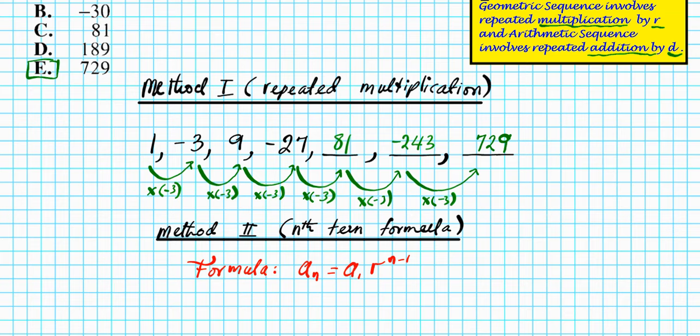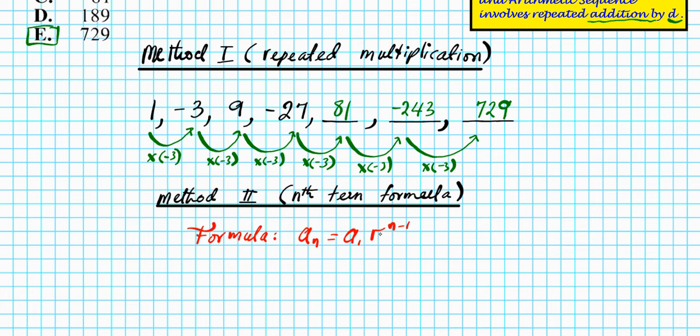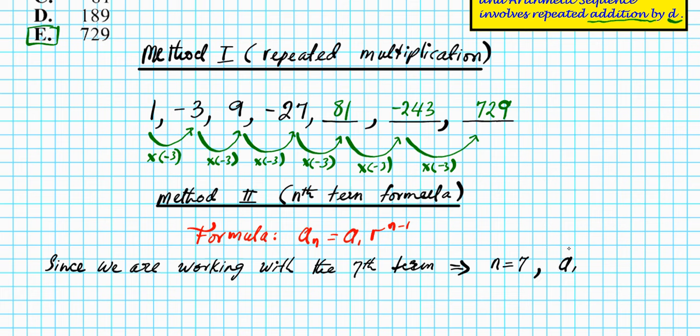Okay, so to generate the seventh term, we need three ingredients. We need the first term, the common ratio r, and n. Since we are working with the seventh term, that implies what? What does that imply? n is equal to 7. Now, we know that the first term, a1, is given. a1 is 1. We need the common ratio.